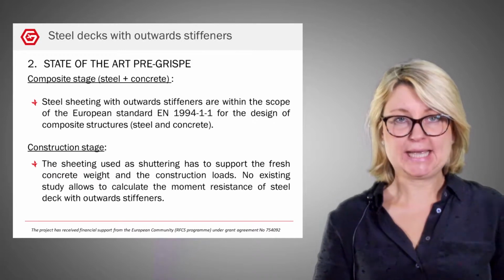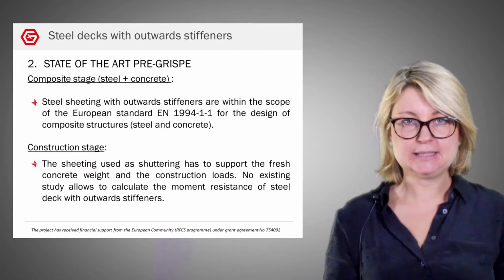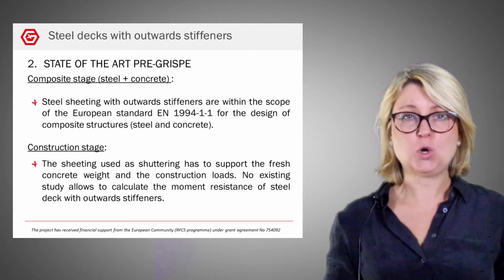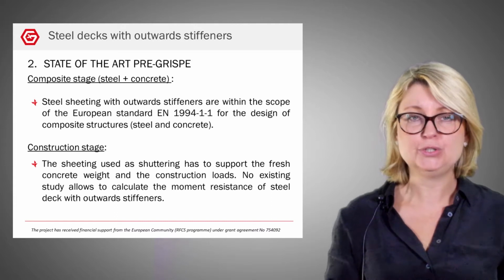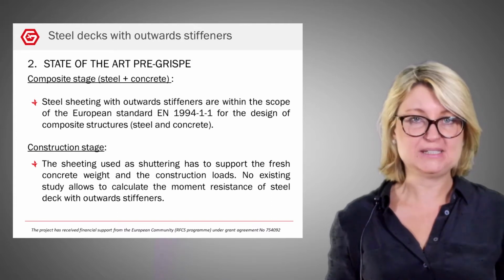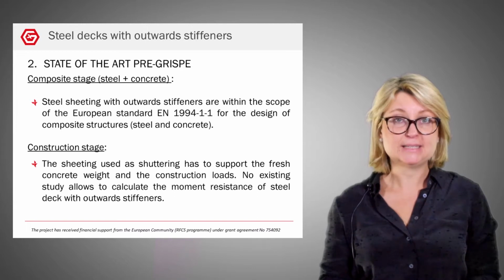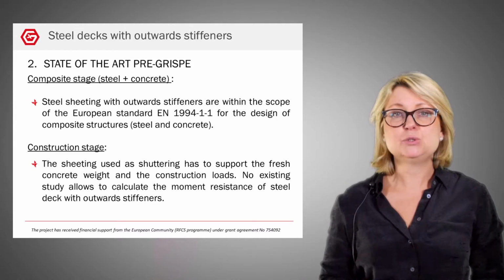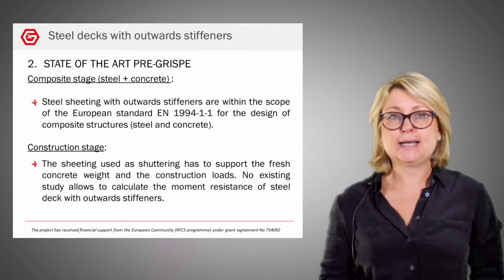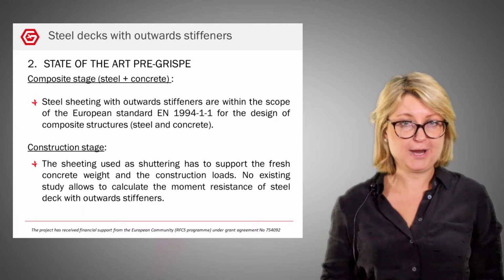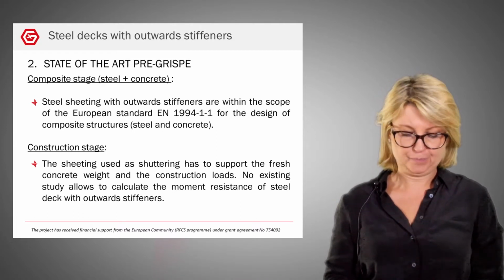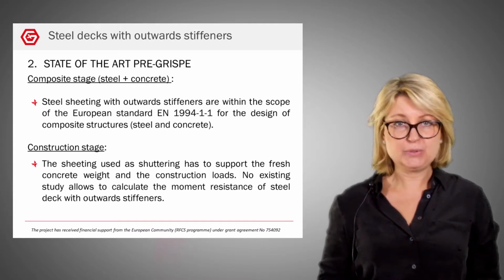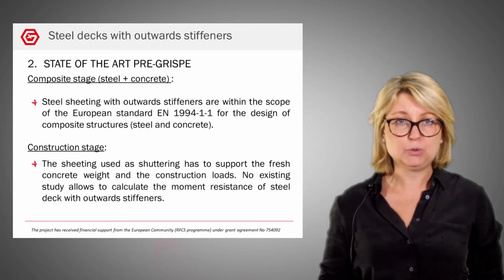At the composite stage, where the concrete and steel collaborate, the sheeting with outward stiffeners is in the scope of the standard Eurocode 4 part 1-1 for composite structures. But at the construction stage, where the steel sheeting is used as shuttering and has to support fresh concrete weight and construction loads, no existing study allows to calculate the moment resistance of steel decks with outward stiffeners.